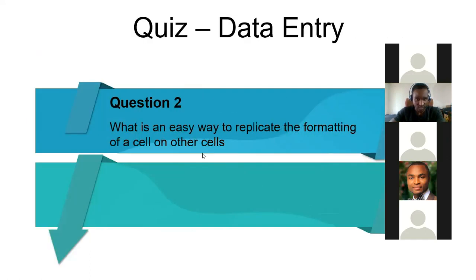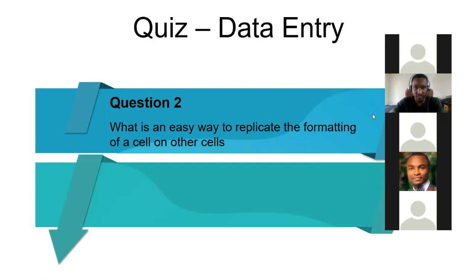Then the last question, question 3. What is an easy way to replicate the formatting of a cell on other cells? Copy and paste. To an extent that will help. But the problem is that when you copy and paste, it copies the value. What you want to do is just copy the formatting, like, let's say the cell is in a certain font with a certain size, it is in italics, it is underlined. You want to take just the format and apply it to another cell that doesn't have that format.